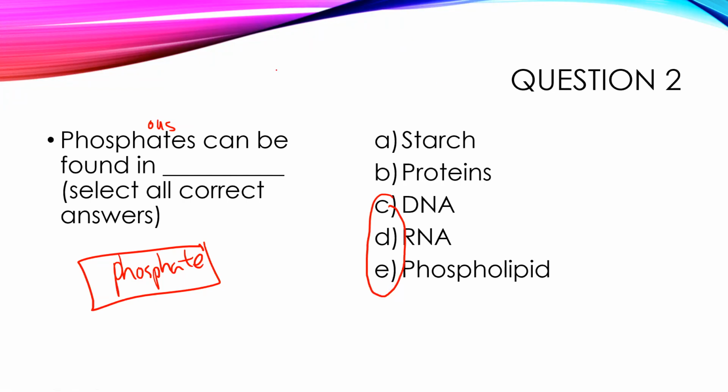And the difference is phosphorus is P, and phosphate is PO4. So the phosphorus exists in the form of phosphate for C, D, and E. So in DNA and RNA, the nucleotide, they all have a phosphate group in it, right? So again, the correct answer is C, D, and E. Okay.